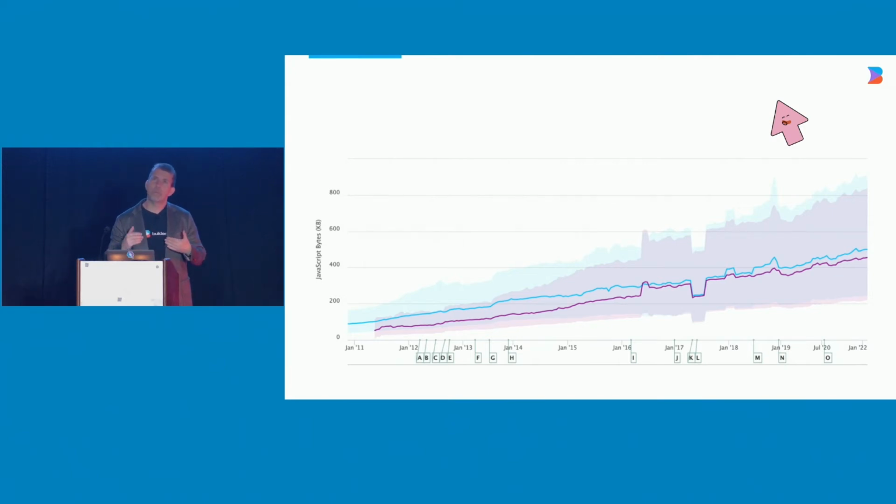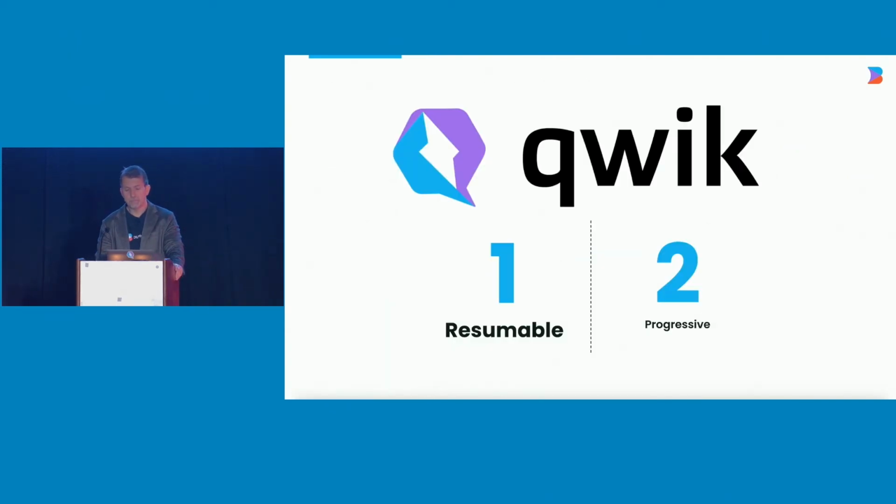And so the thing I'm trying to push towards is not write less JavaScript, but really have this streaming mental model. Okay, so let's talk about Qwik for a second. It is the framework we work on, and is the framework that kind of embraces this to its heart. And there's two parts to it, resumable and progressive.